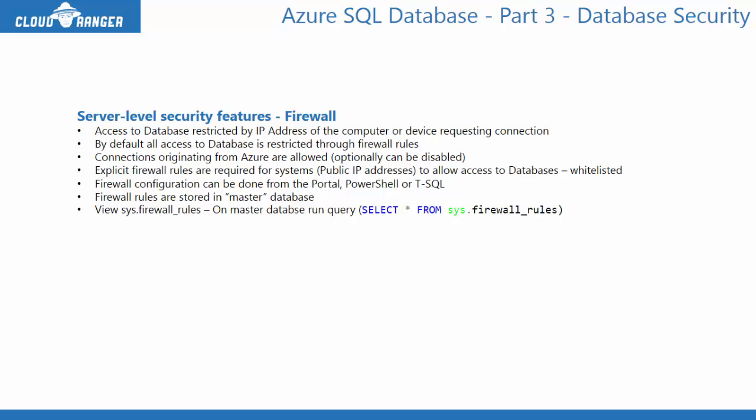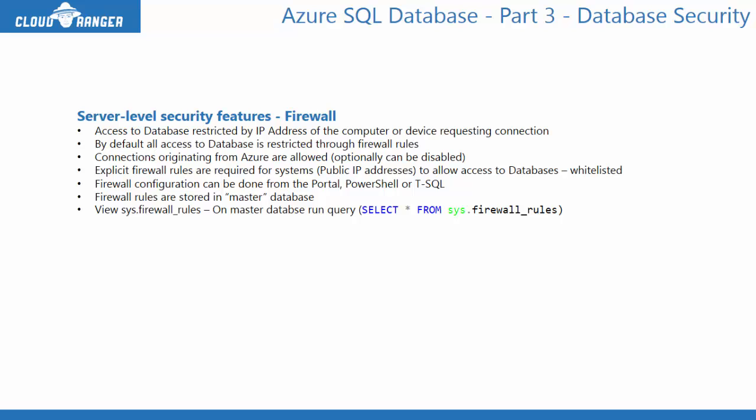And the next thing is firewall configuration can be done from the portal, PowerShell, or TSQL, or Transact SQL. That's what Microsoft calls it, right? Transact SQL. So you can make the firewall changes, add, remove, whitelist, all from those places.